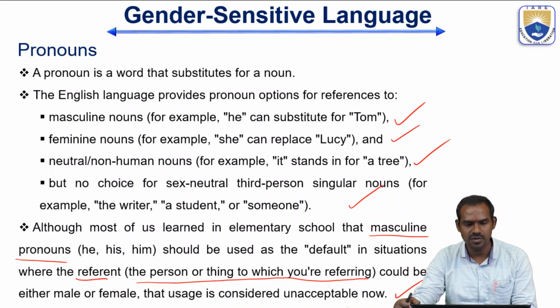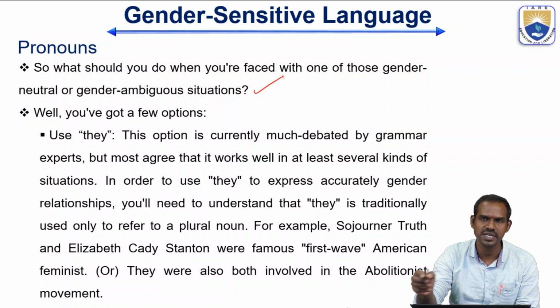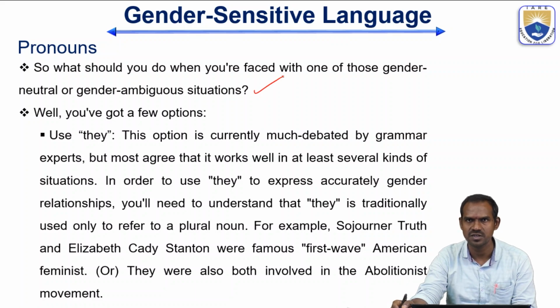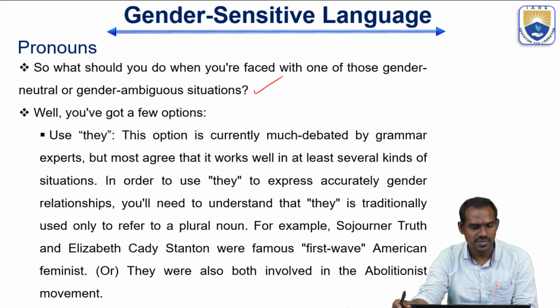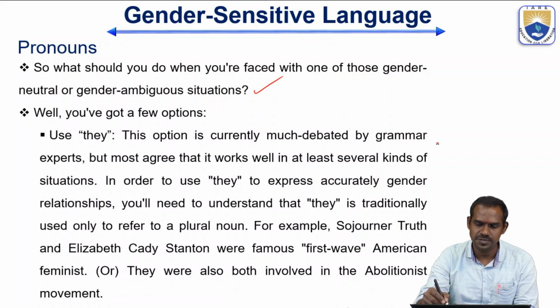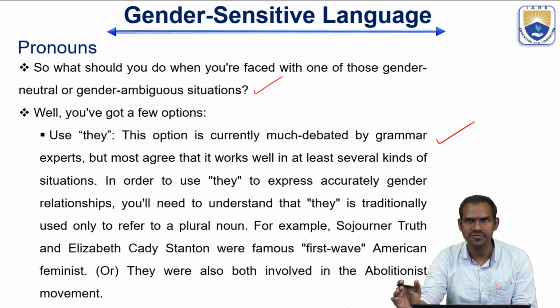Now let's continue. What should you do when you are faced with one of those gender neutral or gender ambiguous situations? That fourth kind, the sex-neutral third person singular noun. If you face those kinds of situations, what do you have to do? Well, you have a few options. The first option is you can use they, according to the situation, not in every case.